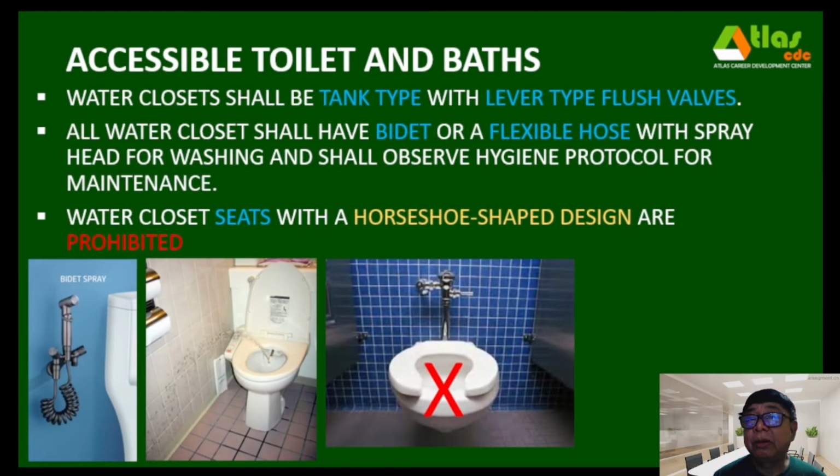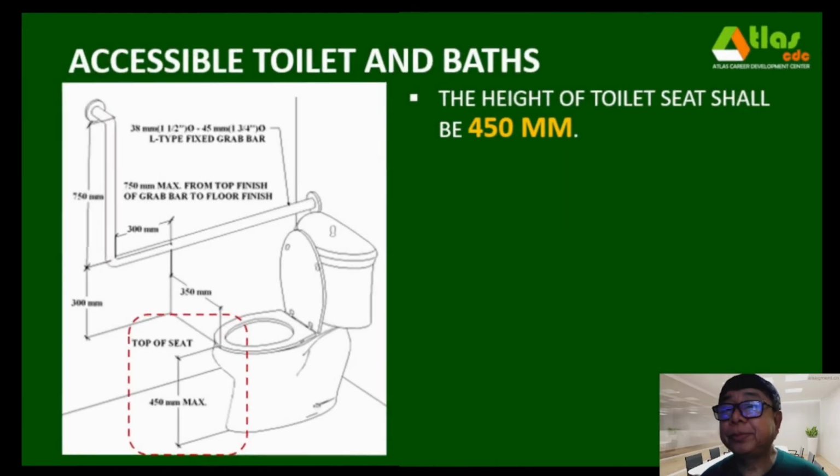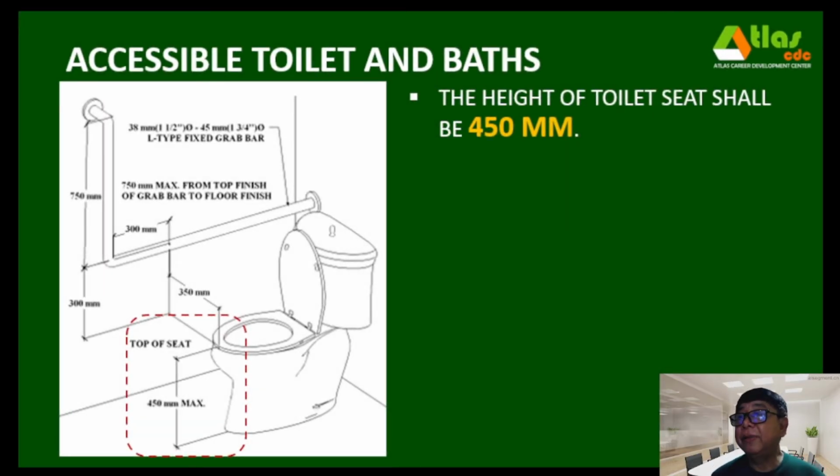And water closet shall be of the tank type with lever type flush valves. All water closets shall have a bidet or a flexible hose with spray head for washing and shall observe hygiene protocol for maintenance. The water closet seats with a horseshoe-shaped design are prohibited. This one is preferred. Now, the height of the toilet seat shall be 450 mm. So, check with the manufacturer. I think that is the standard.